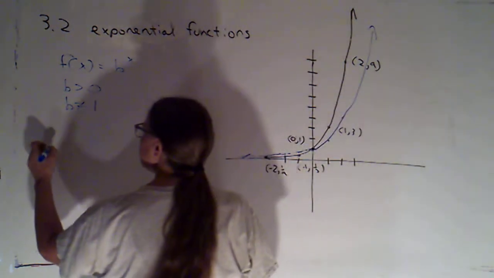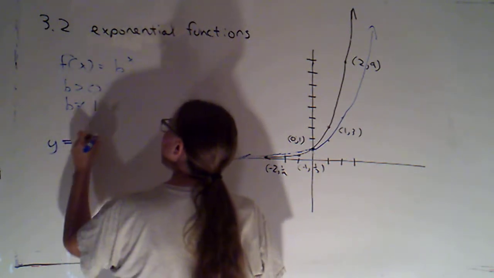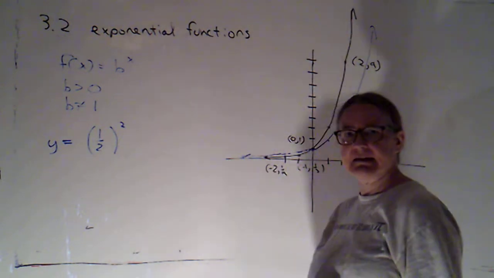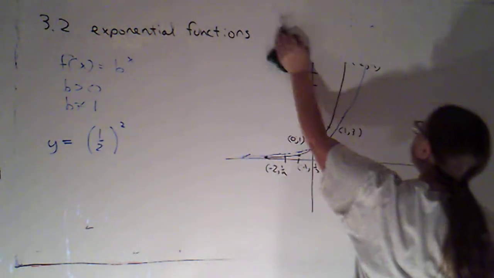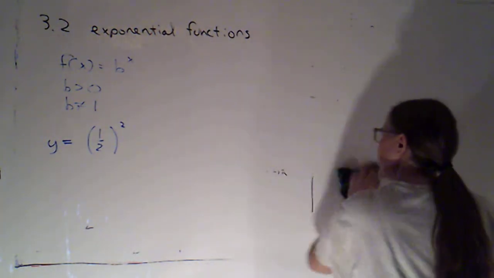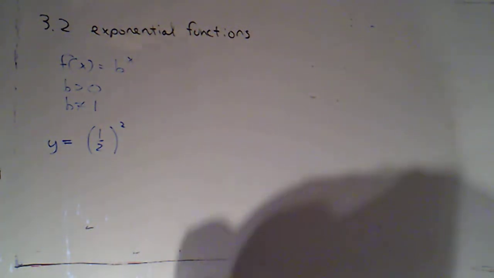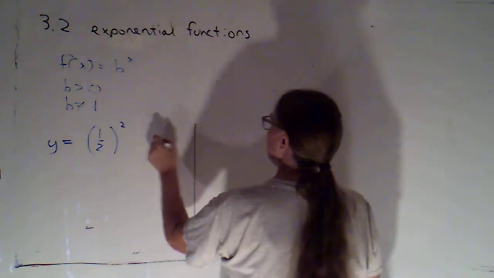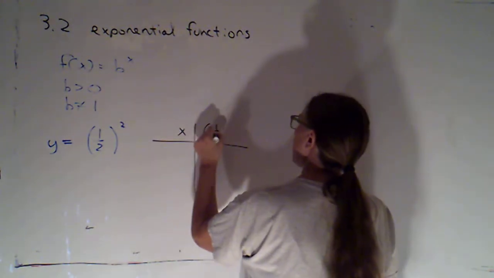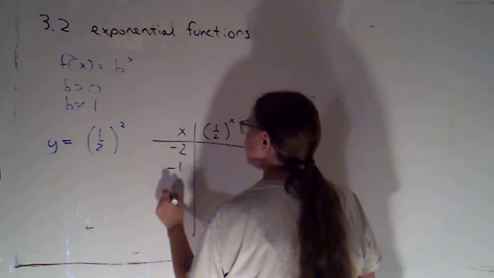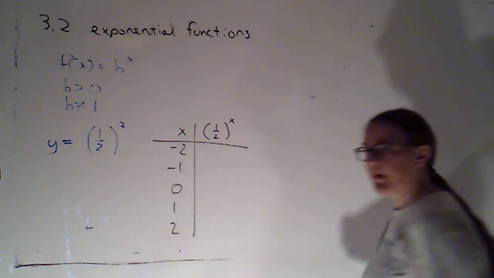So let's take a look at y equals 1/2 to the x. Let's work through this one together. I'm going to create the same table of values for this. I have x and then 1/2 to the x. And I'm going to plug in a couple of negatives, 0, and a couple of positives.